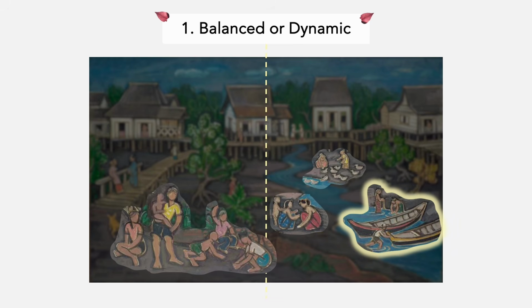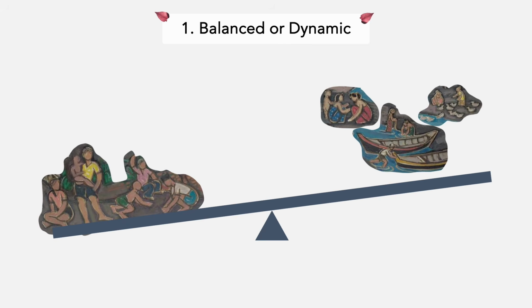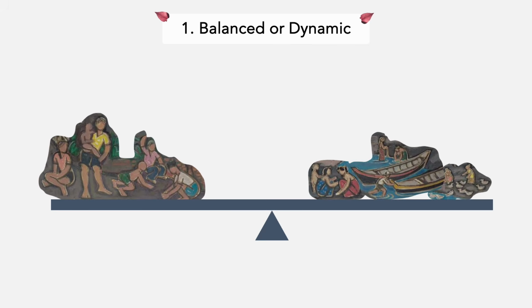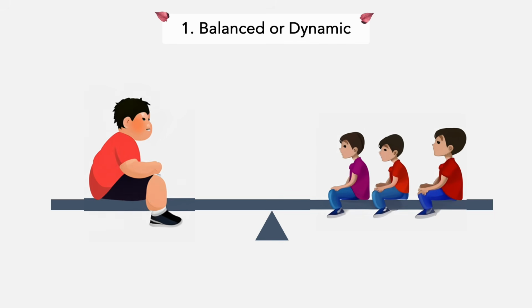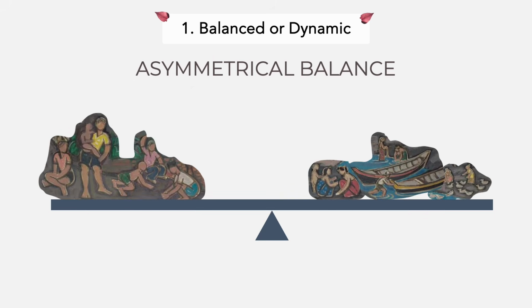Balance is achieved when the visual weight on the artwork's left balances the visual weight on the artwork's right. Just like on a seesaw, a large child is balanced by 3 small children. We call this asymmetrical balance. They're not exactly symmetrical in arrangement, but their visual weight is balanced.